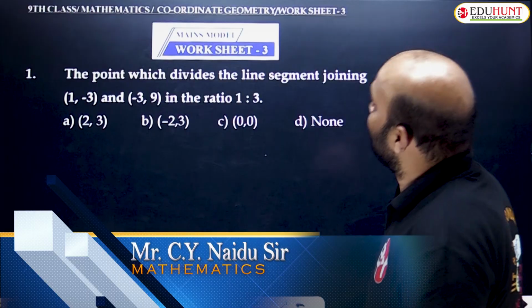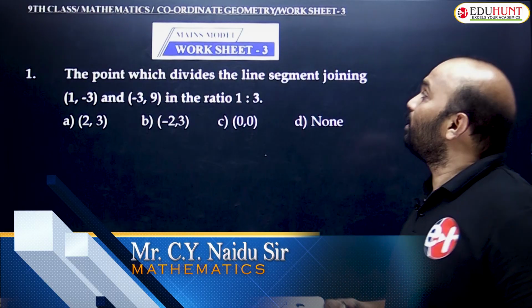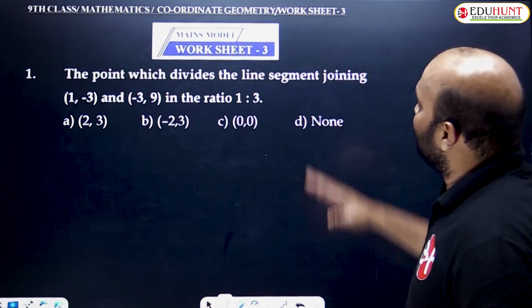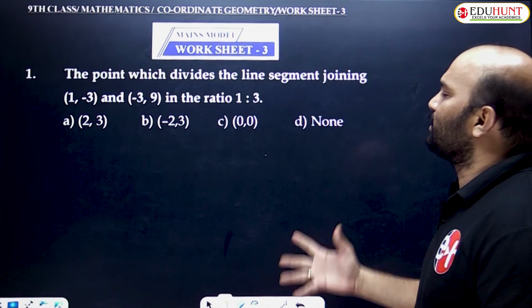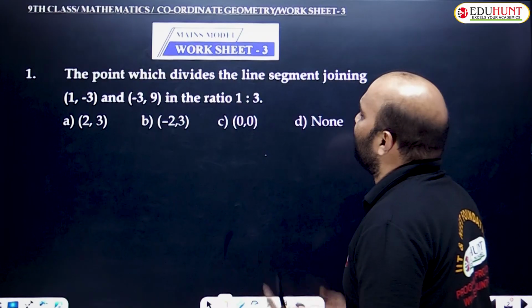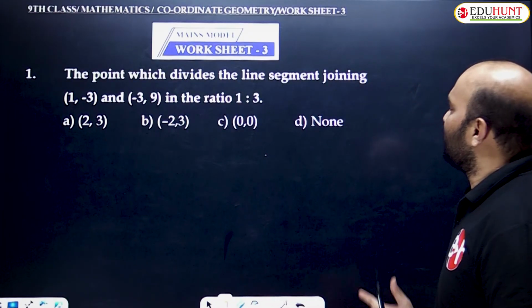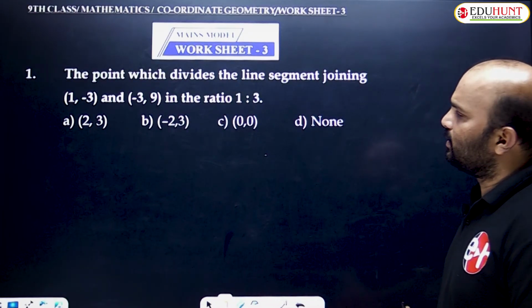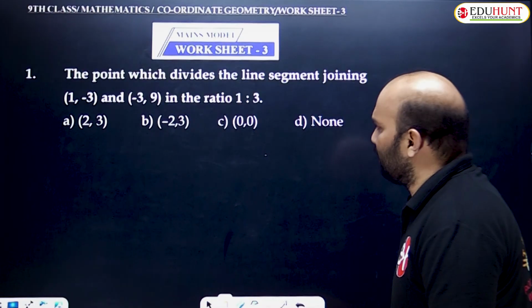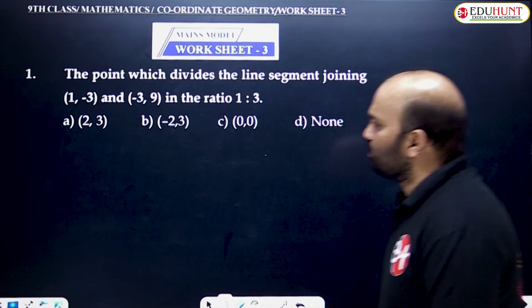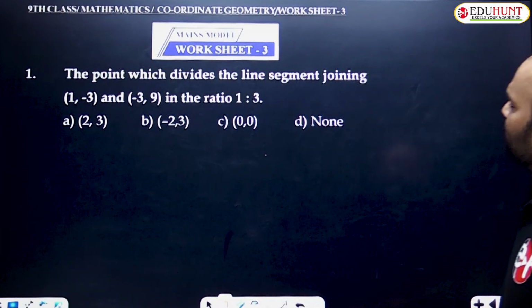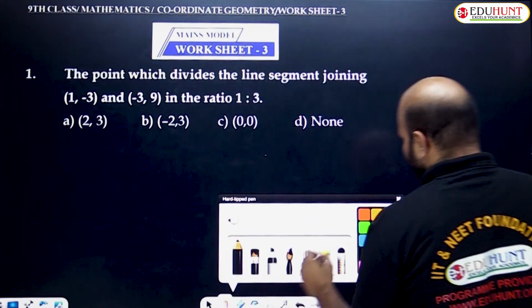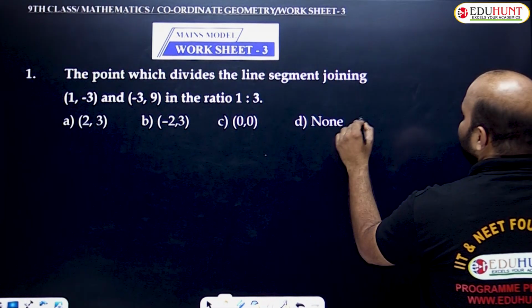In this section today we are going to discuss coordinate geometry. It is worksheet number 3, which is a part of 9th class mathematics. Let's get started. Question number 1. The point which divides the line segment joining (1, -3) and (-3, 9) in the ratio 1:3. Option A: (2, 3), option B: (-2, 3), option C: (0, 0), option D: none of these.